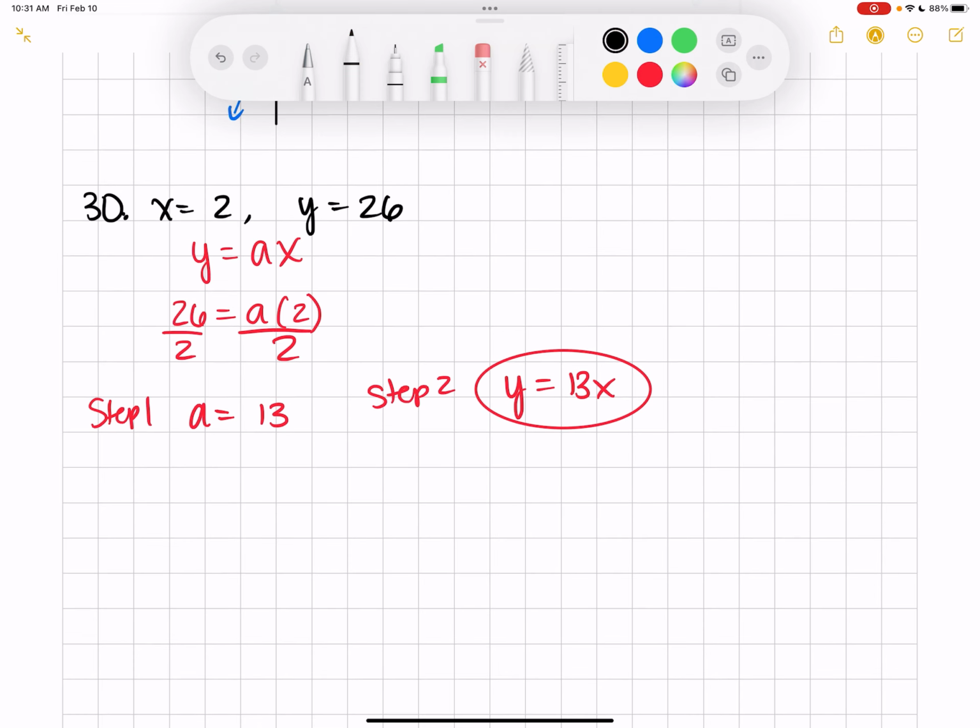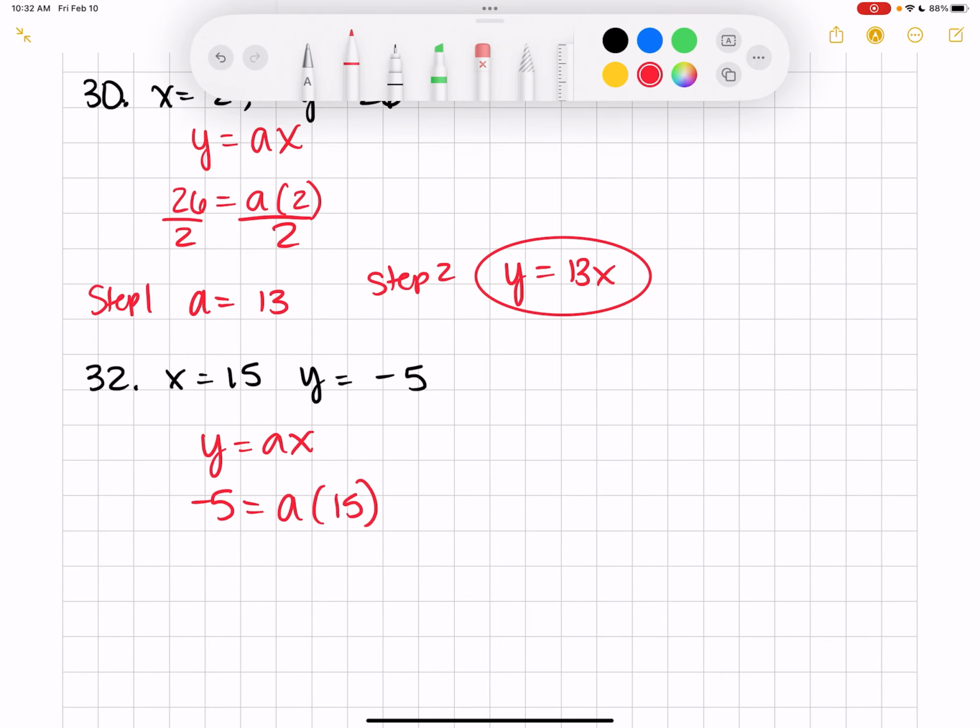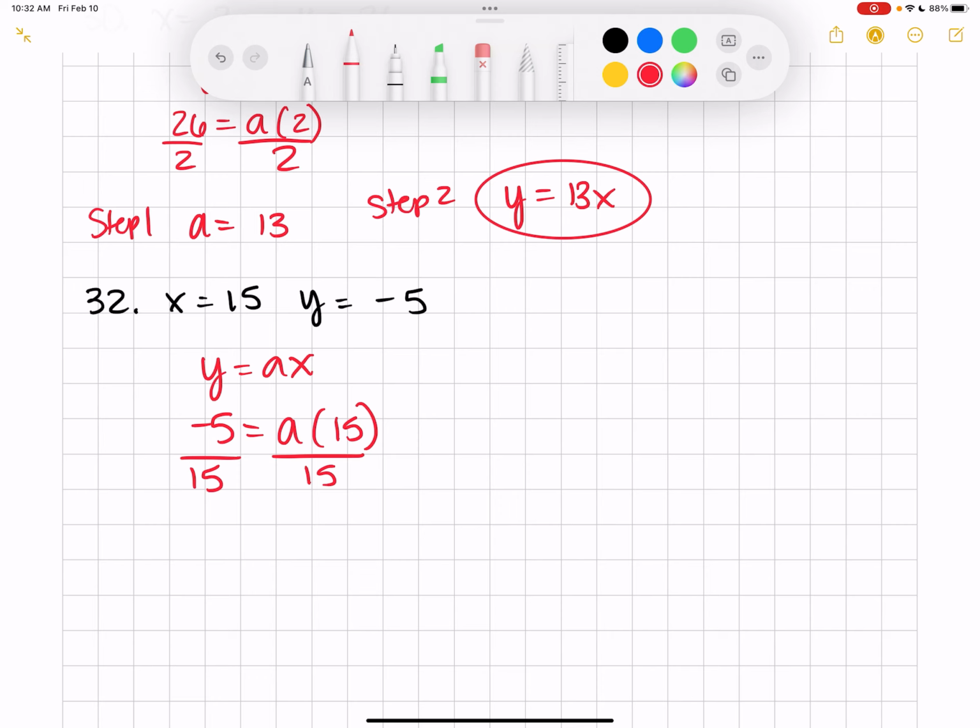So then 32, we have x is equal to 15 and y is equal to -5. We always start with y equals ax, and I need to solve for a. So I'm going to plug in the numbers. So -5 is equal to a times 15. So then what do I do? Divide by 15, and -5 over 15 reduces to what? -1 over 3. Yep, -1 over 3. So that's, again, step 1.